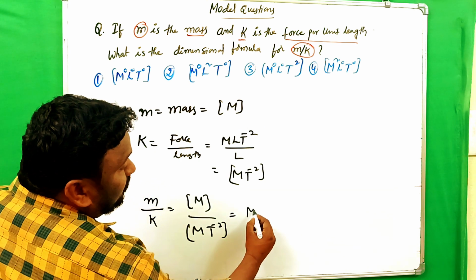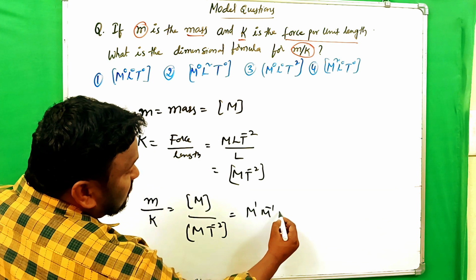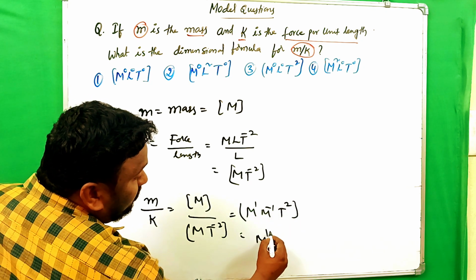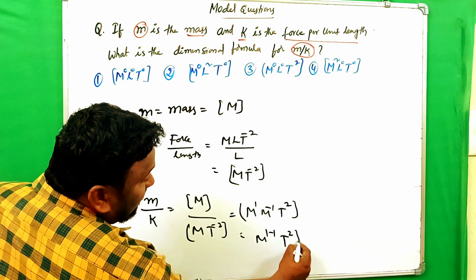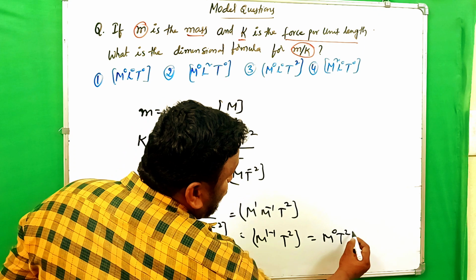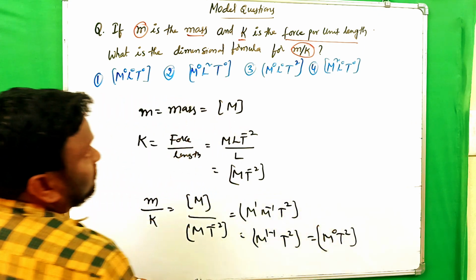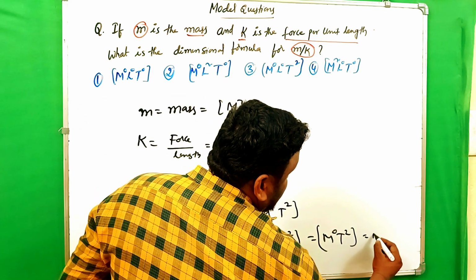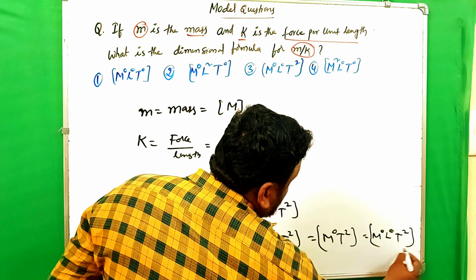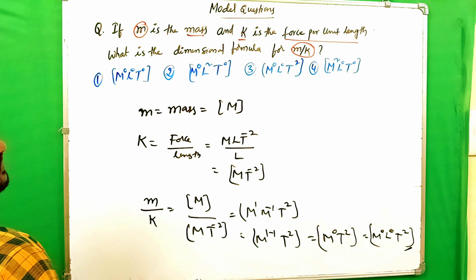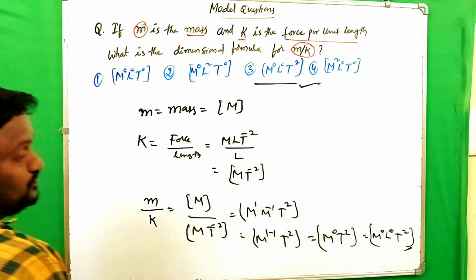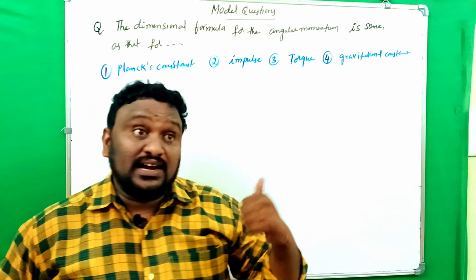Then what you get here? M to the power of 1 and M to the power of minus 1 and T square. Then it is M to the power of 1 minus 1, T square. That means M to the power of 0 and T square. So simply it should be written as M to the power of 0 L to the power of 0 and T square. So this is the dimension formula. That's why the third option is the right one. See the next question. This is a different type of model.